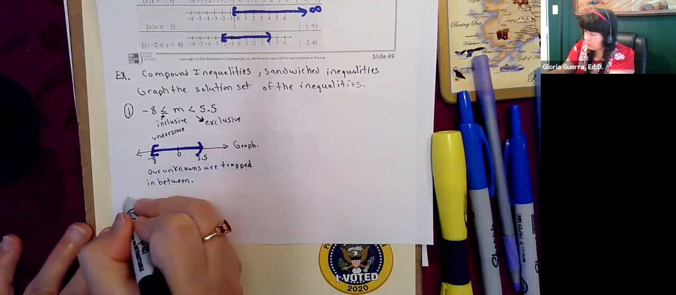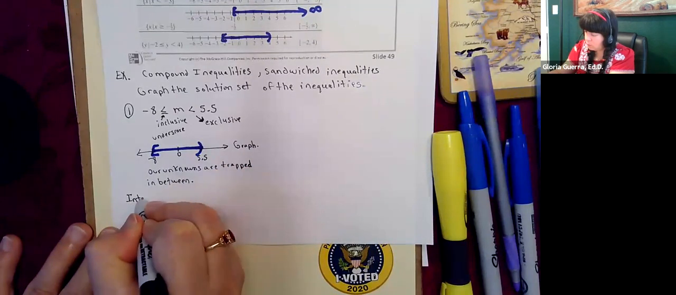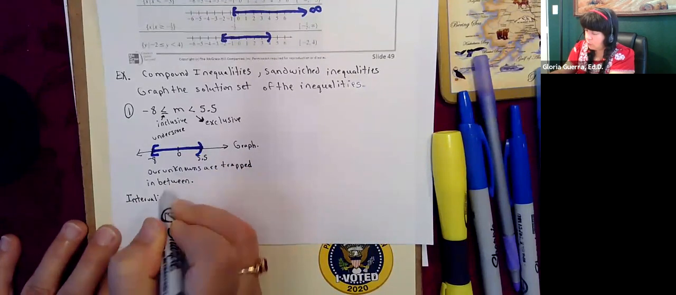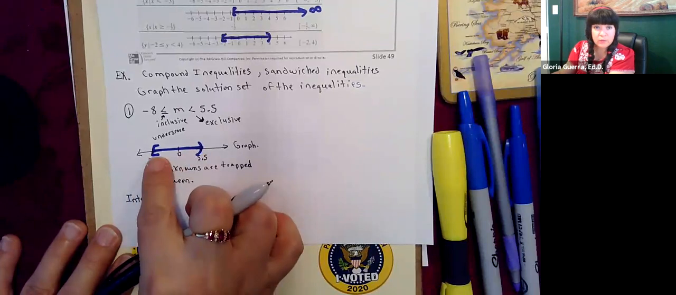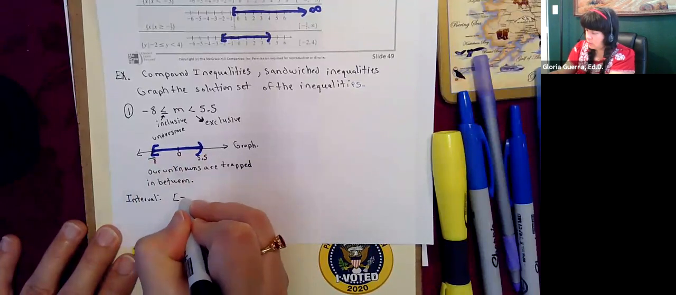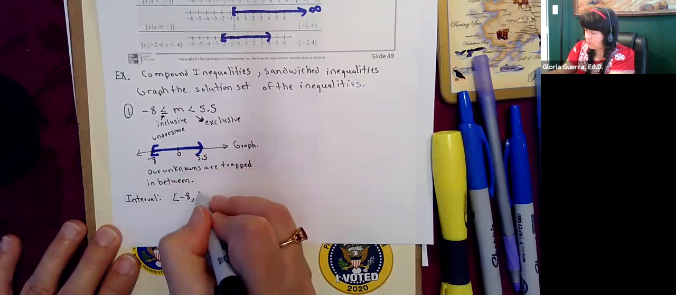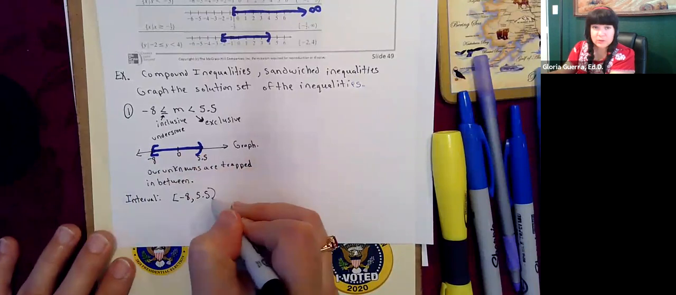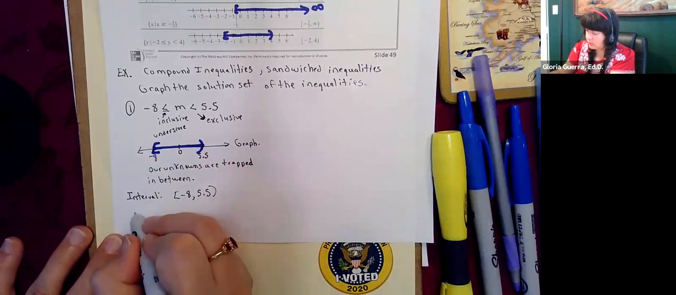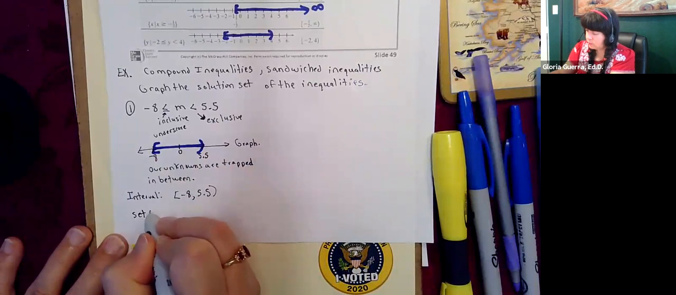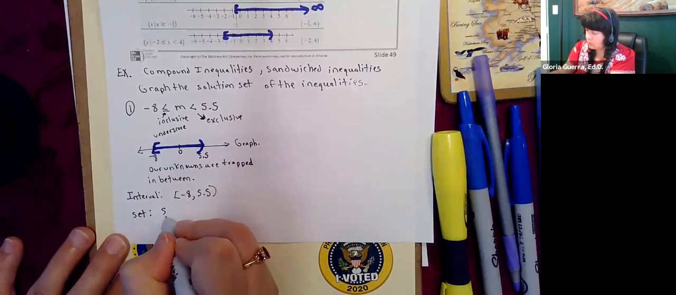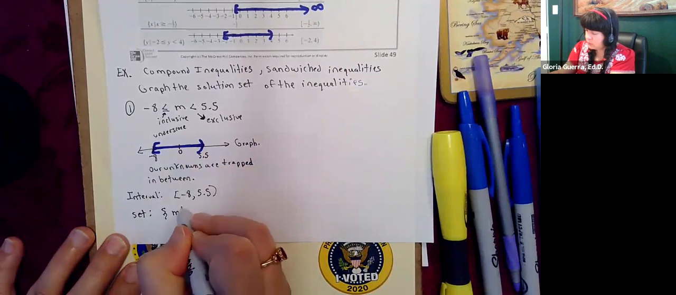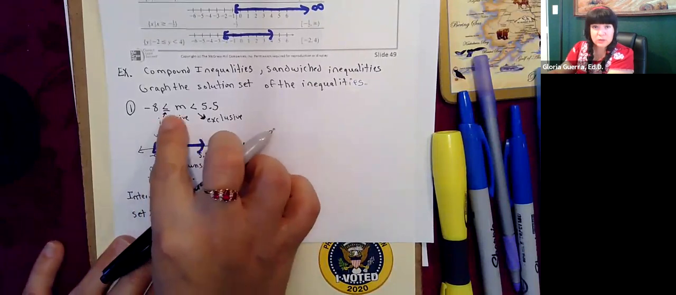Okay, then we're going to do the interval. We read it from left to right. So we have the bracket, -8, and then the 5.5 parentheses. And then the set notation, curly braces, M, such that, and then you write this entire solution.